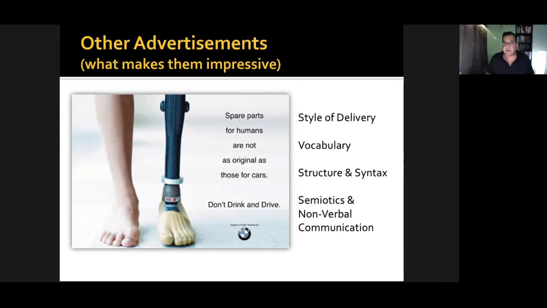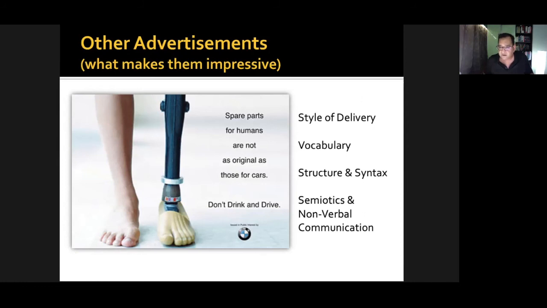Some other advertisements to look at, and perhaps this is as hard-hitting as they get. This is from the maker of perhaps the best German engineering that we've seen to this day. And they talk very simply about this: spare parts for humans are not as original as those for cars, with a very strong message: don't drink and drive.